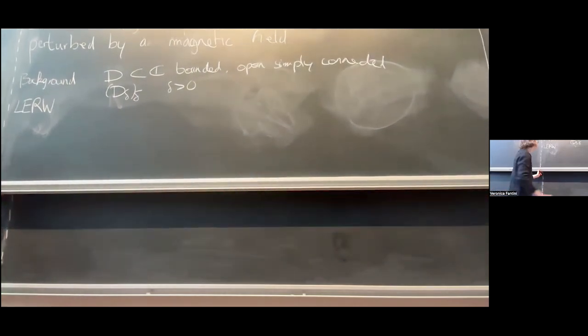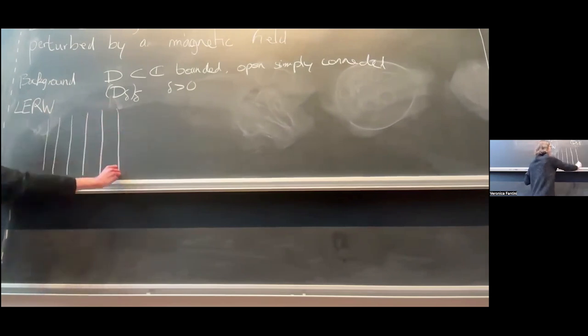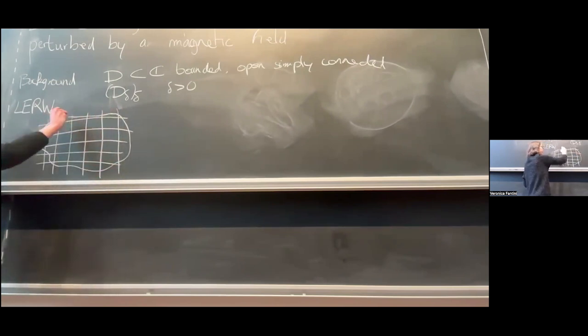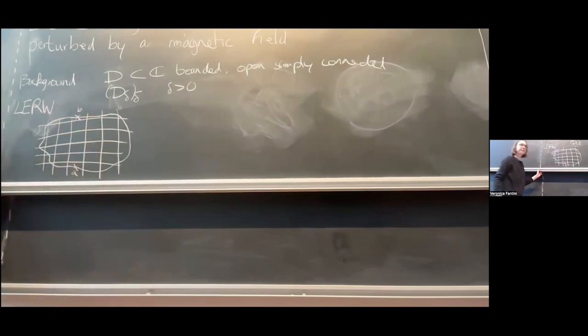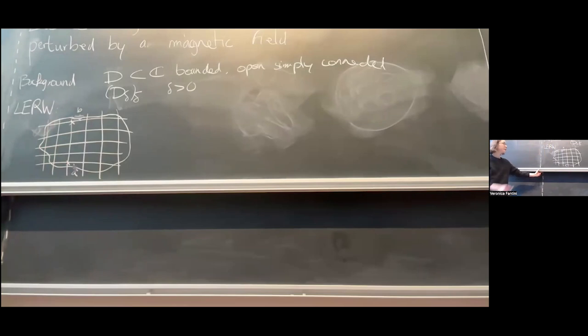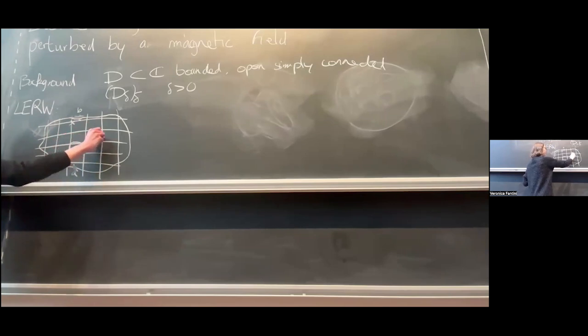So loop-erased random walk. On the square lattice, you have the following picture. This approximates the domain D. Now imagine that on the boundary of D, you have two marked boundary points, A and B, which I take to be vertices of my grid. Now you sample a random walk on this lattice, and you erase the loops that you make. So you erase this loop here.